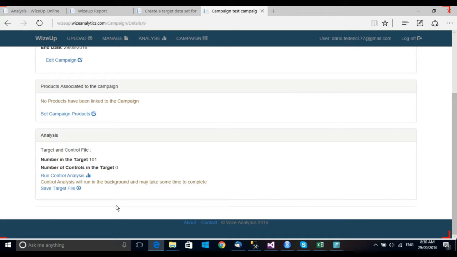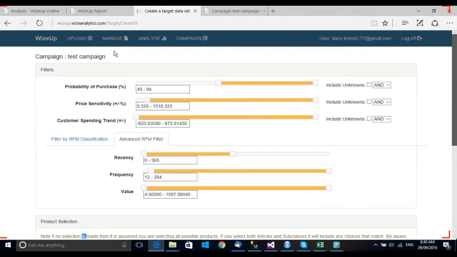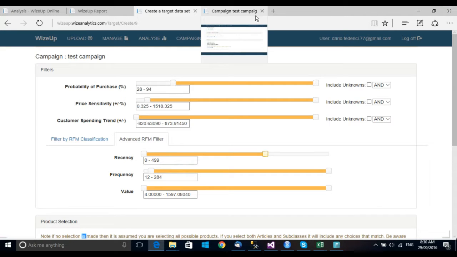If that number was too small, then you can come back and choose to expand your selection. Given that our critical goal is to get people who are price insensitive, we're most keen to leave that as it is, and we might choose to expand to accept people who are less probable of purchasing, or we might choose to expand to people who have purchased less recently before we make any changes to our price sensitivity. This should increase the number of people in our target file, and then that allows us to hopefully get to the right number for our campaign.